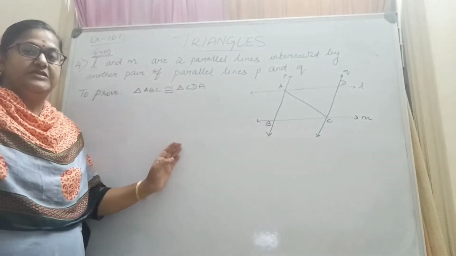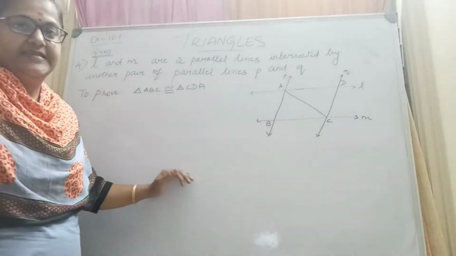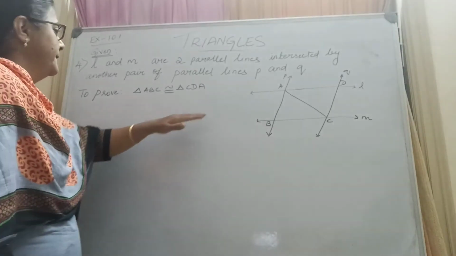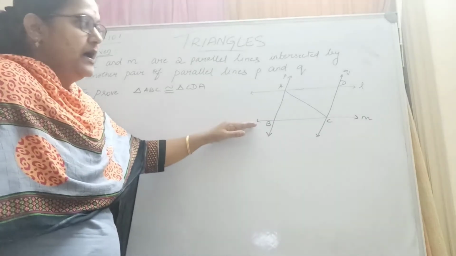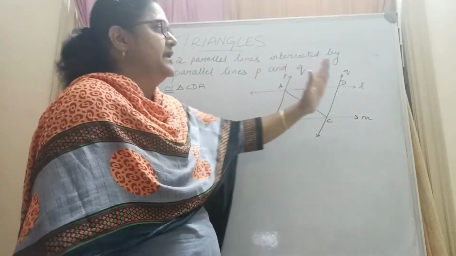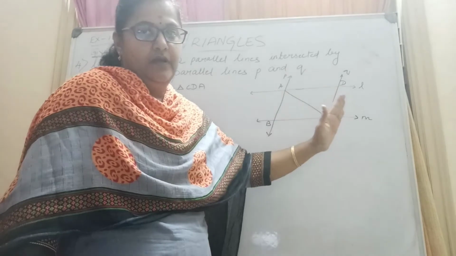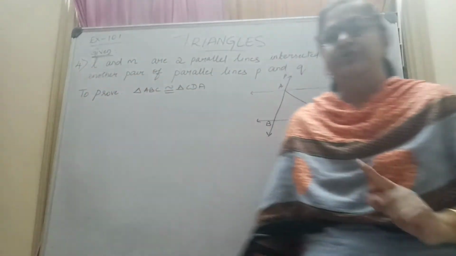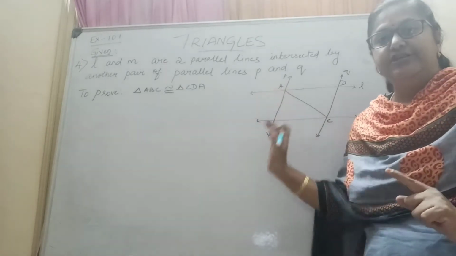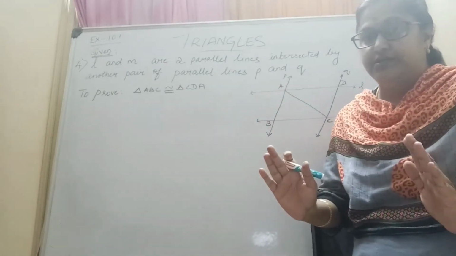Moving on to the fourth question. In the fourth question, it is given that two parallel lines L and M are intersected by two other parallel lines P and Q. Hope you all remember what parallel lines are. Parallel lines are lines which are at equal distance from each other, that is, they never touch each other.